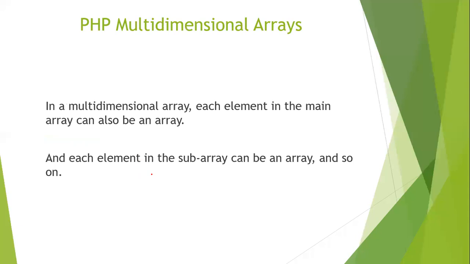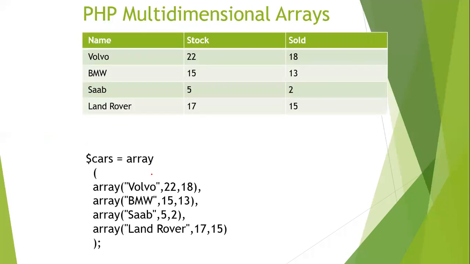Now, the third type of array is the multi-dimensional array. It is an array of arrays. This means each element in the main array can be an array. The values in multi-dimensional arrays are accessed using multiple indexes. So over here, this is the example of the multi-dimensional array. So this is the two-dimensional array. So first dimension is this and second dimension is this.